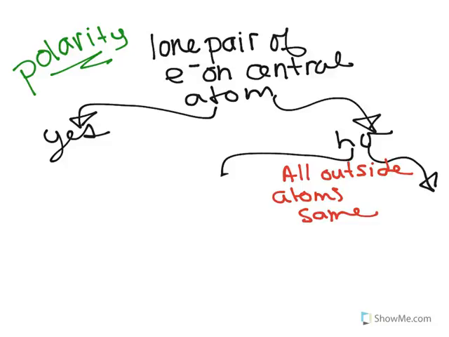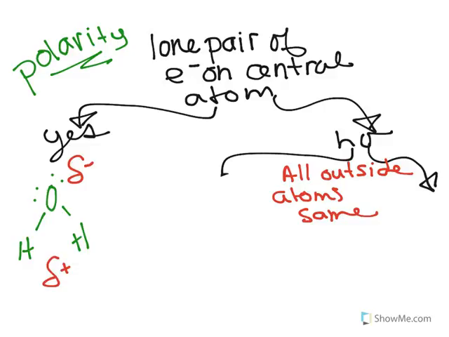And the first question you would ask yourself is, is there a lone pair of electrons on the central atom? When you have a lone pair of electrons on the central atom, such as in molecules like water, for example, then the molecule is going to be polar, because that almost always means a non-symmetrical shape. And so since water has a lone pair of electrons on the central atom, we know it's polar. One side is going to be partially positive, one side is going to be partially negative.